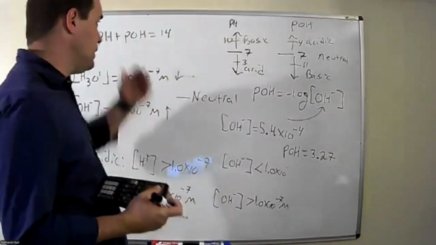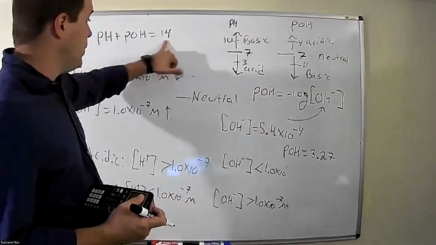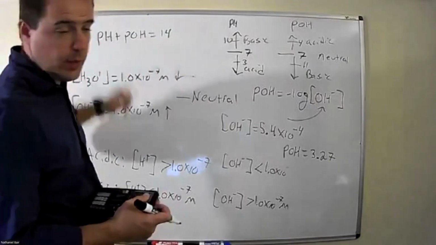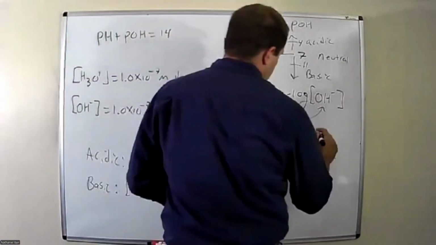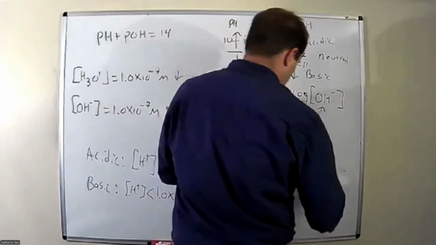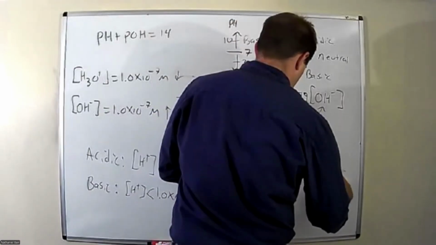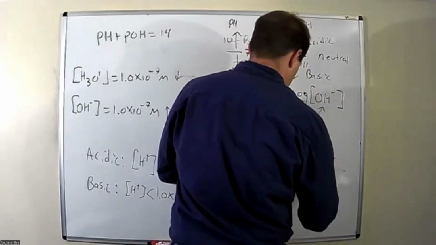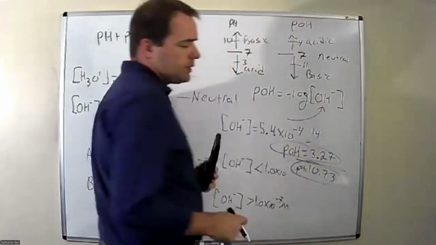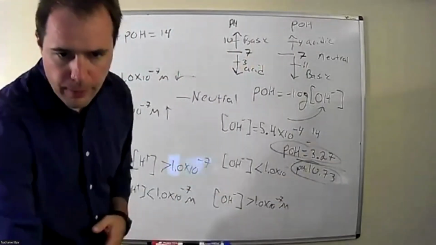And maybe you want to get a pH now. Well, here's the handy thing. The pH plus the pOH has to equal 14. So 14 minus the pOH will give me the pH. So if I do 14 minus 3.27, we get 10.73. That's the pH. So a solution with a pOH of 3.27 has a pH of 10.73.